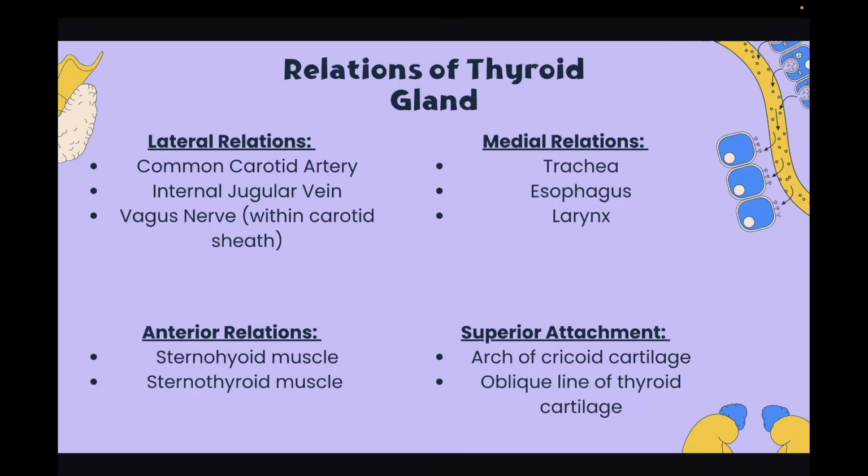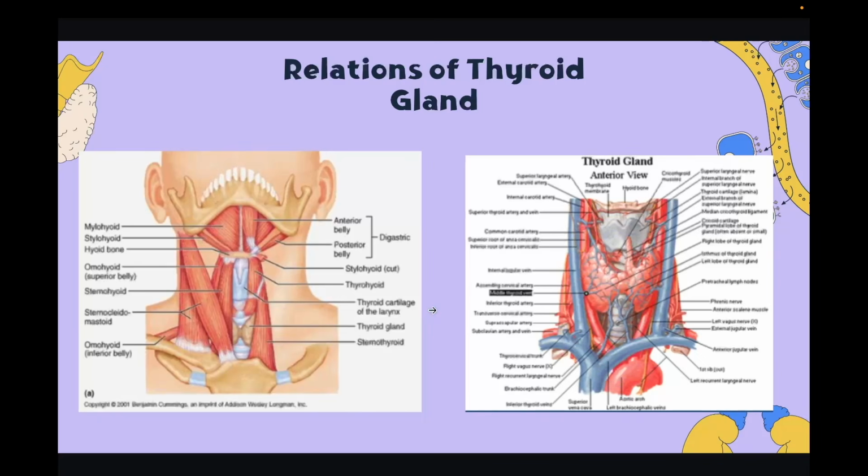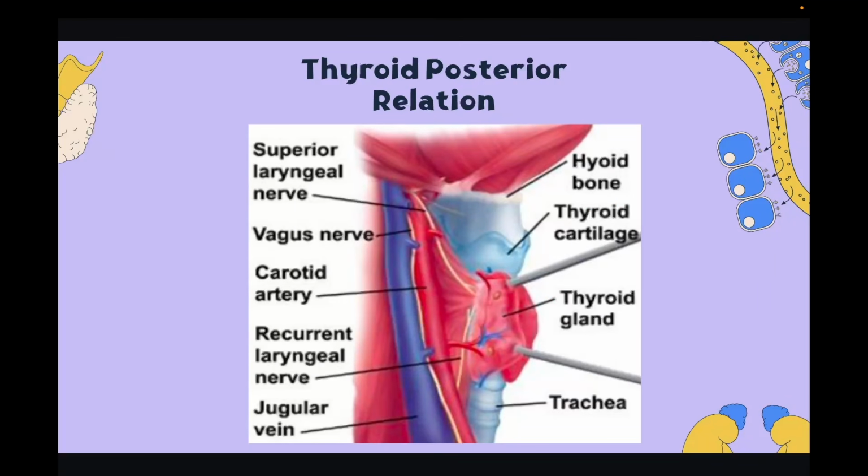And for the relations of the thyroid gland, there isn't much to explain, it's just all memorization, as you can see here. And there are also pictures here as well. You also need to know about the thyroid posterior relations. For the posterior relations, the nerves are really important. Here you have the superior laryngeal nerve, and also over here you have the recurrent laryngeal nerve.